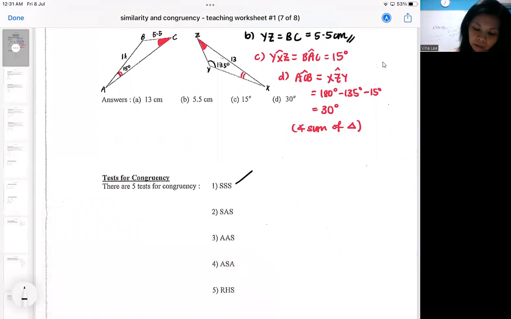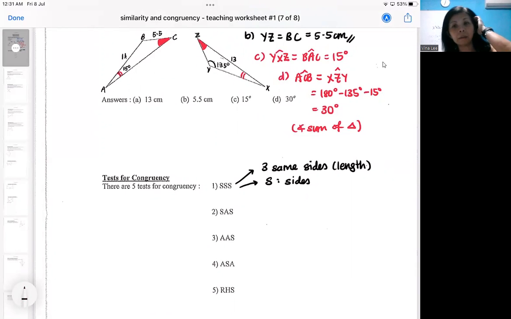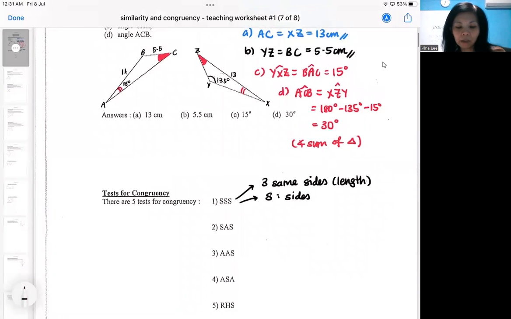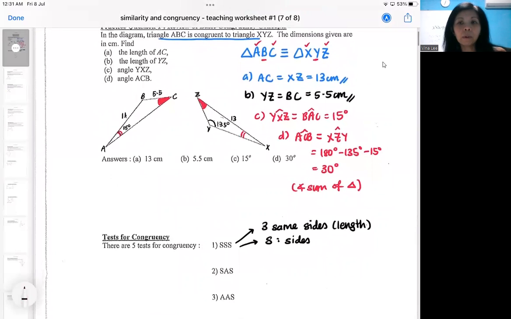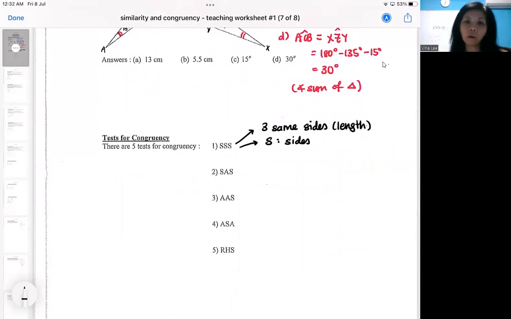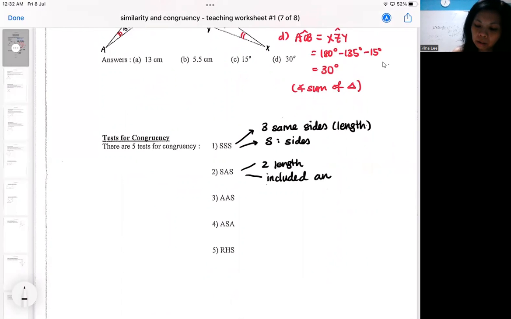For the first test, you got to find 3 same sides. S stands for sides. That means same length. So you got to find 3 pairs of same length between 2 triangles, just like we match the length here. So if I got 3 matching lengths, then that will prove the congruent triangle. Another one will be 2 matching lengths and included angle. Included angle means it's in between the 2 same lengths.